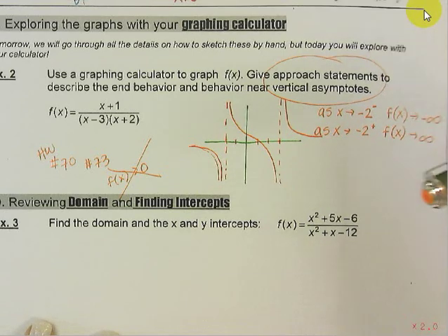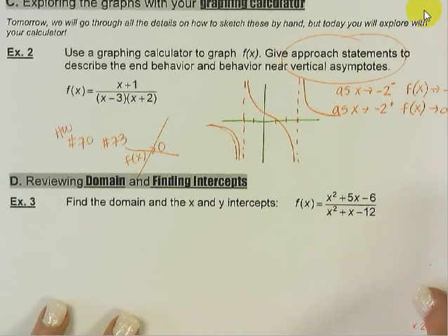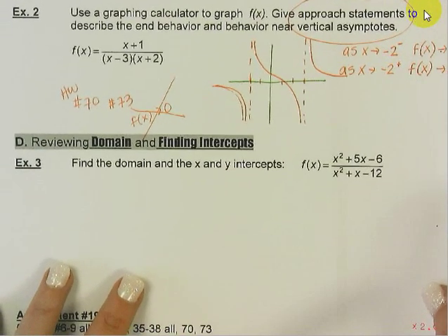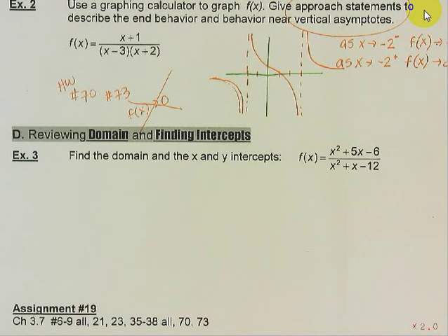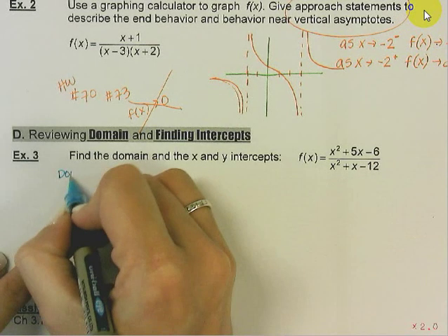We figured you should be able to do these on the homework on your own, but an extra couple examples couldn't hurt. So, reviewing domain and finding intercepts. Domain is that one. We know a lot of you are still working on that, but let's go ahead and take a look here. So, domain of this function, let's do domain first.